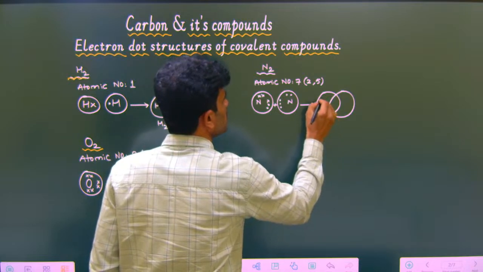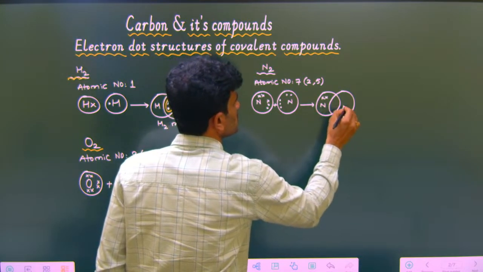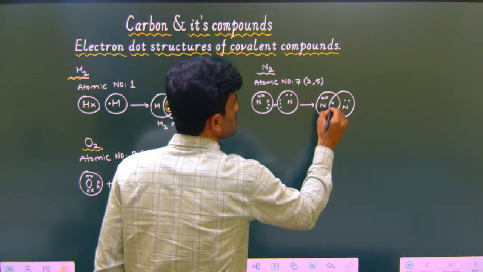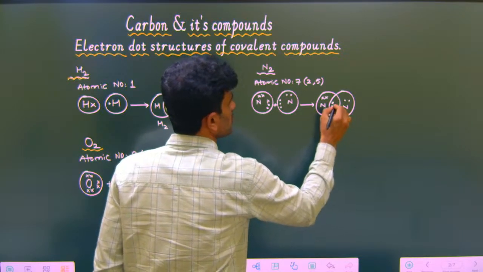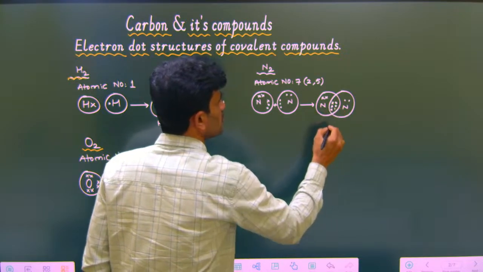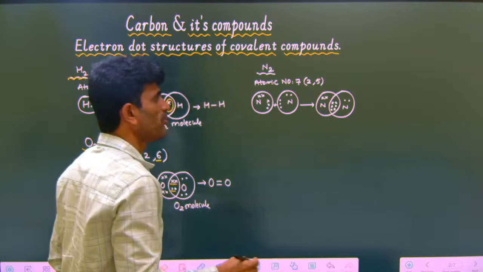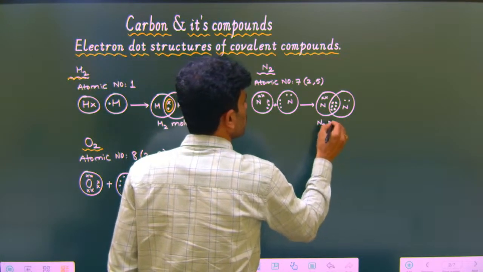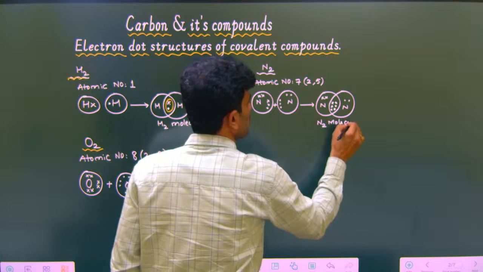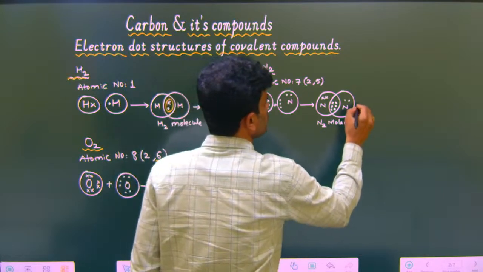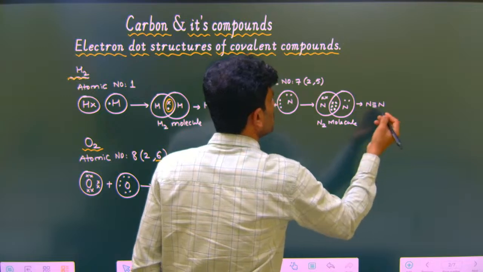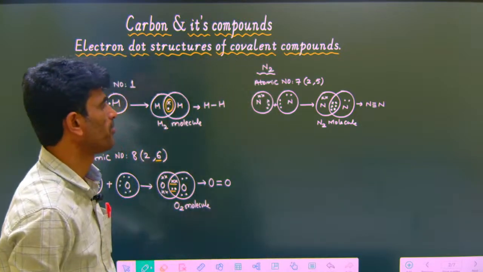First nitrogen has 2 electrons, second nitrogen here has 2 electrons. First nitrogen will give 3 electrons. Second nitrogen also contributes 3 electrons. So there will be a triple bond between nitrogen and nitrogen. This is what the nitrogen molecule, or N2 molecule, is. It can also be represented like this, nitrogen nitrogen triple bond. So this is the formation of the nitrogen molecule.